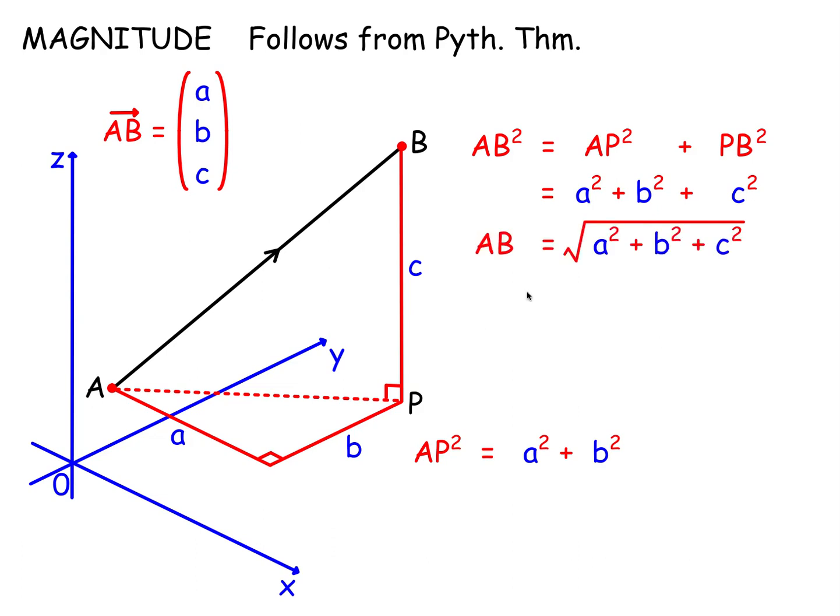So simply, AB is the size of the directed line segment AB. So magnitude AB is the same as the line AB. It's just the size of the line. Square the components, add and take the square root. So just like 2 dimensions, but it's got a third component.